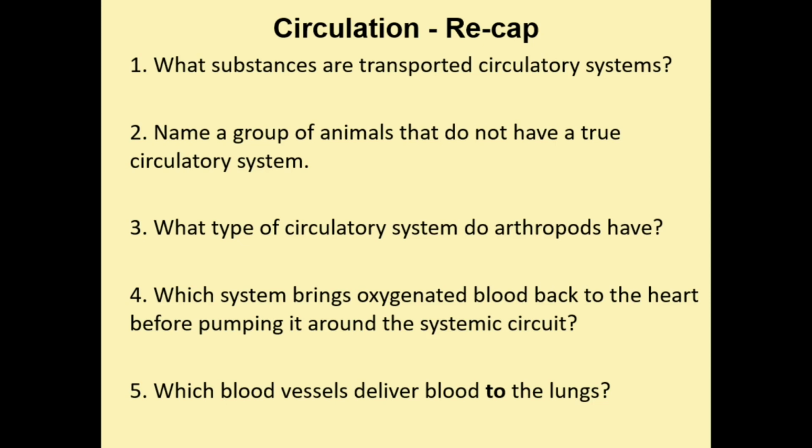Number 2, name a group of animals that do not have a true circulatory system. Number 3, what type of circulatory system do arthropods have? Number 4, which system brings oxygenated blood back to the heart before pumping it around the systemic circuit? And then number 5, which blood vessels deliver blood to the lungs?